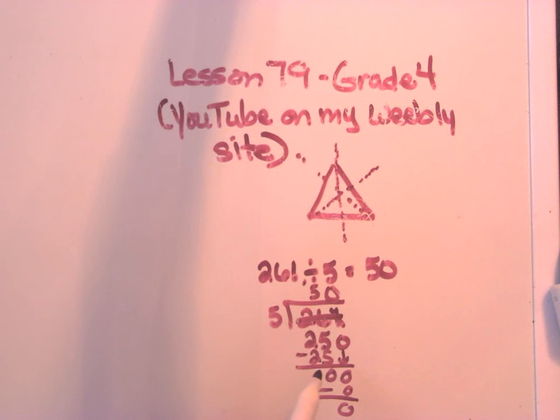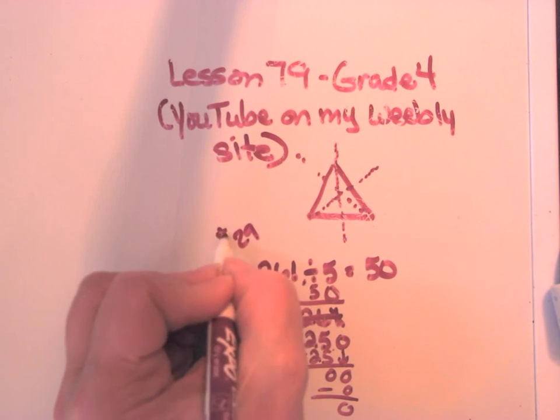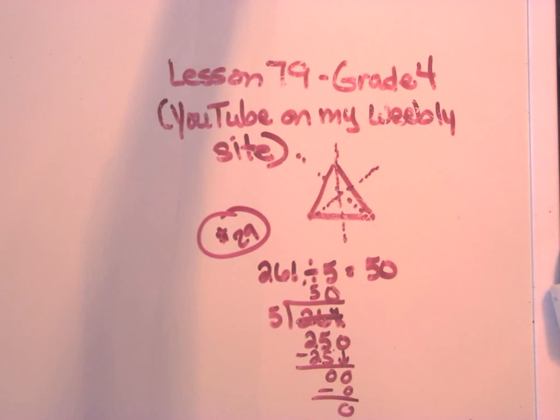So this is how you can put that on number 29. You change the 261 to 250 because that's the closest number that would not have any remainders, and then we would do the math and get the 50. Okay, so you can use that for number 29. All right, because I know sometimes compatible numbers can be a little bit hard to understand, so I thought I'd do that one with you today.